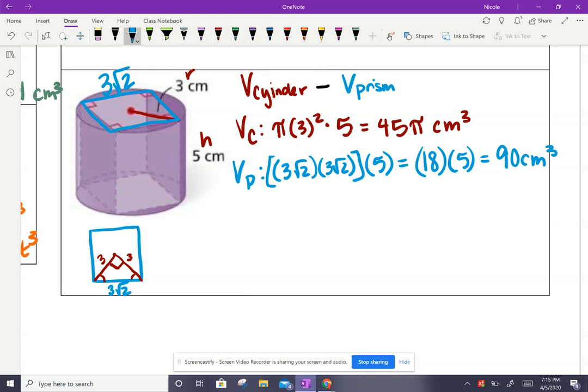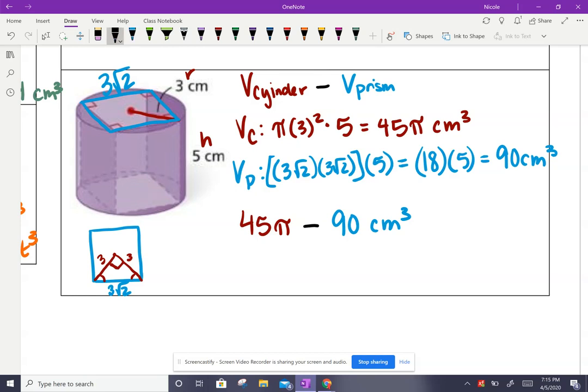So now I'm going to set this up as subtracting these two pieces of information. So I'm going to take 45 pi minus 90 centimeters cubed. And so if I'm asking for your answer in terms of pi, this would be your final answer.